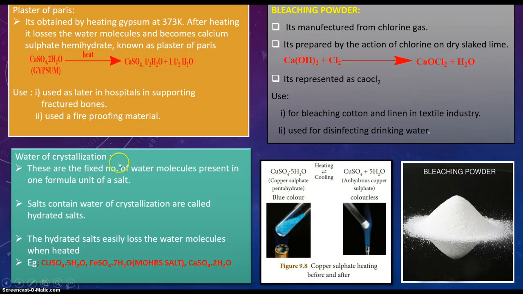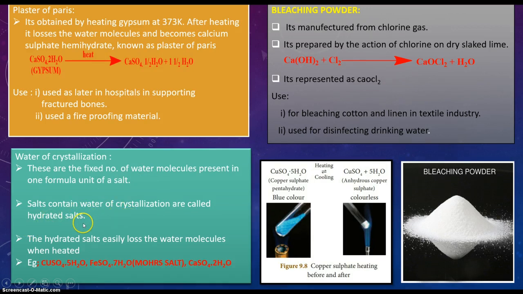Okay, now we will move to the topic water of crystallization. So first of all, what is water of crystallization? Water of crystallization is the fixed number of water molecules present in one formula unit of a salt. Like in the previous slide, as we have discussed, washing soda contains water of crystallization, 10 water molecules are present in that compound. So those salts that contain some water molecules fixed in their formula contain water of crystallization. And the salts that contain water of crystallization are called hydrated salts.